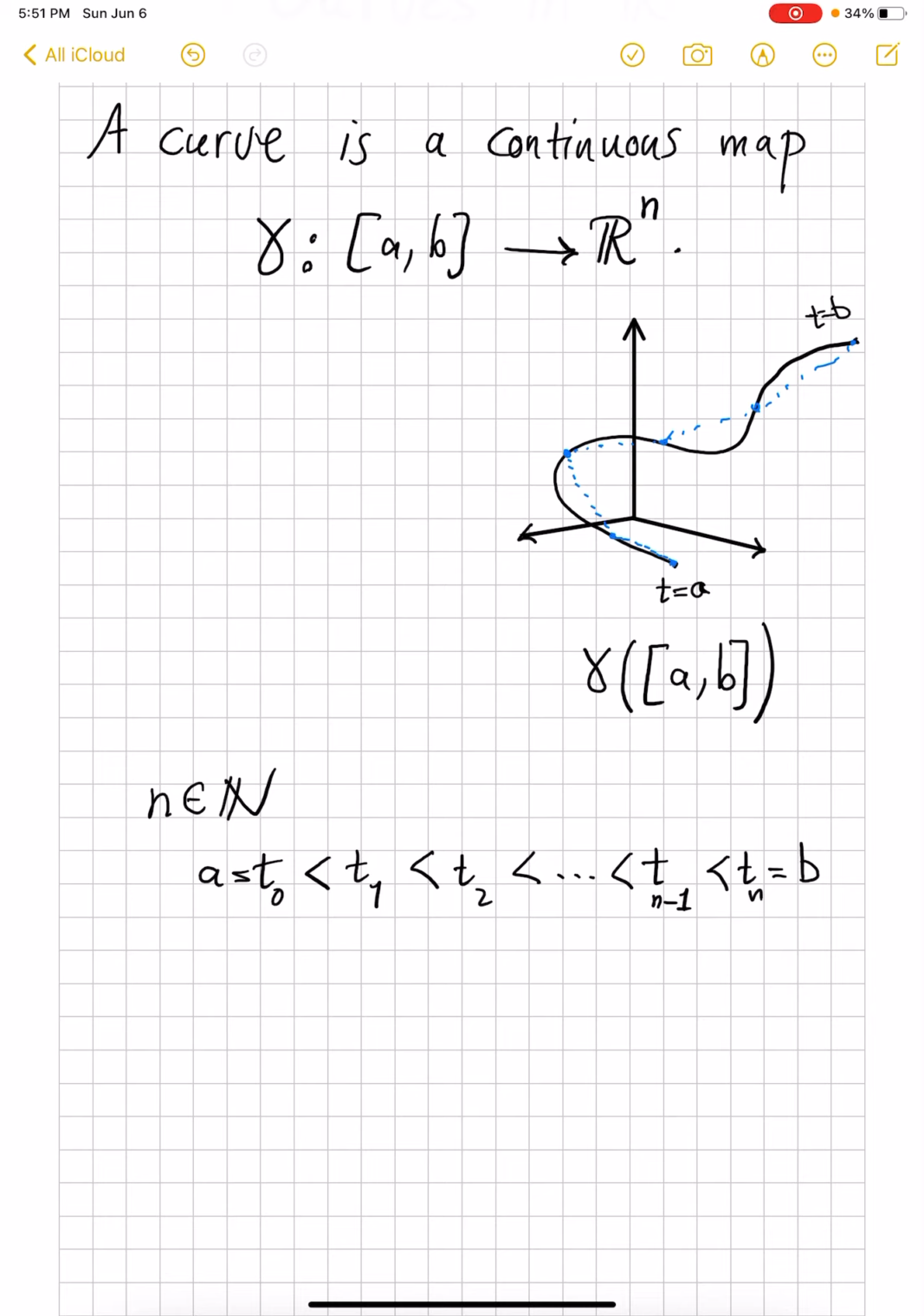Then the blue line segment's length is nothing other than the distance of its endpoints, since the length of a straight line is just the distance between its endpoints. So this will be gamma of t_{i+1} minus gamma of t_i. This is a vector, and its length is exactly that distance between the two points. And then you, of course, do the summation, i going from 0 to n minus 1. You can double check that this actually covers everything.